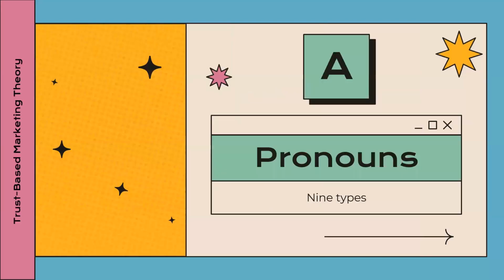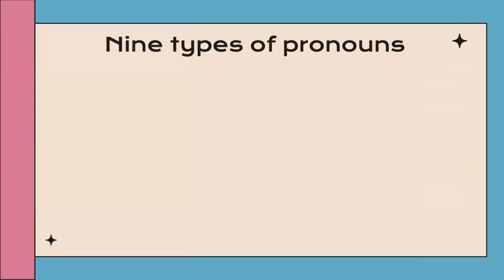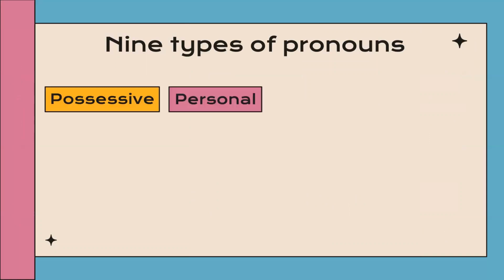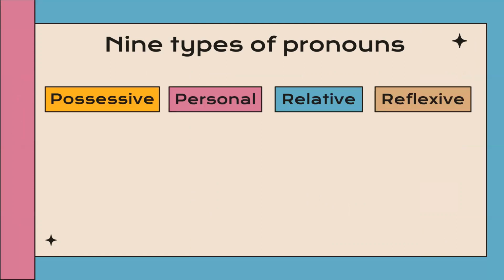In the pronouns, I'll be talking about the 9 different types of pronouns the writer uses while writing a paragraph, an article, or an essay. Let me first tell you which are the 9 types of pronouns. The first is the possessive pronoun. The second is the personal pronoun. The third is the relative pronoun. The fourth is the reflexive pronoun. The fifth is the indefinite pronoun.